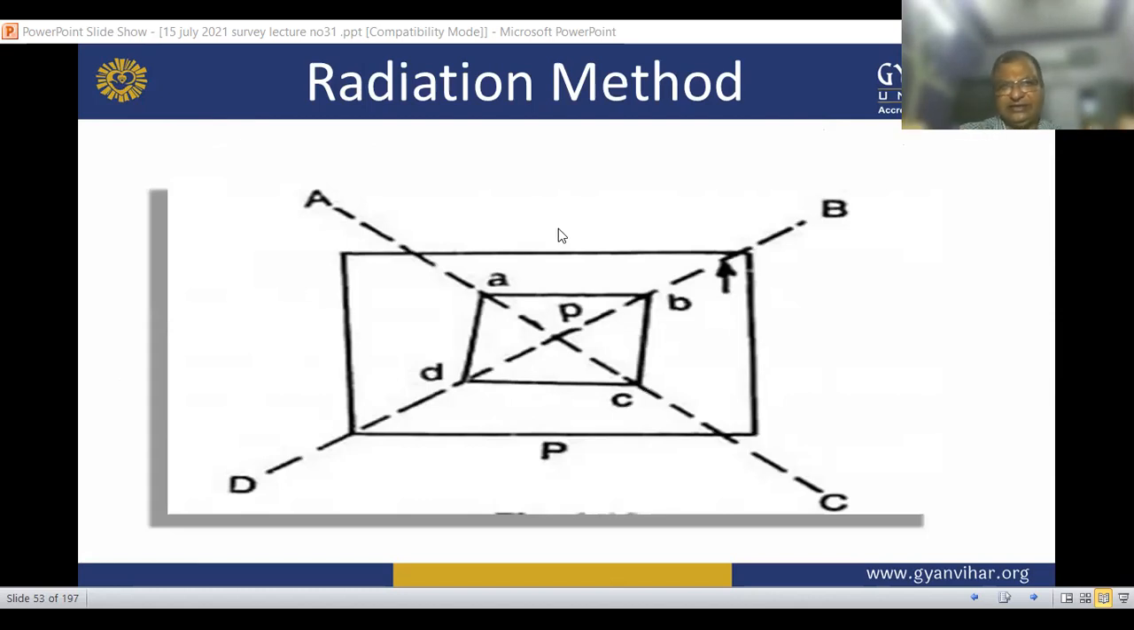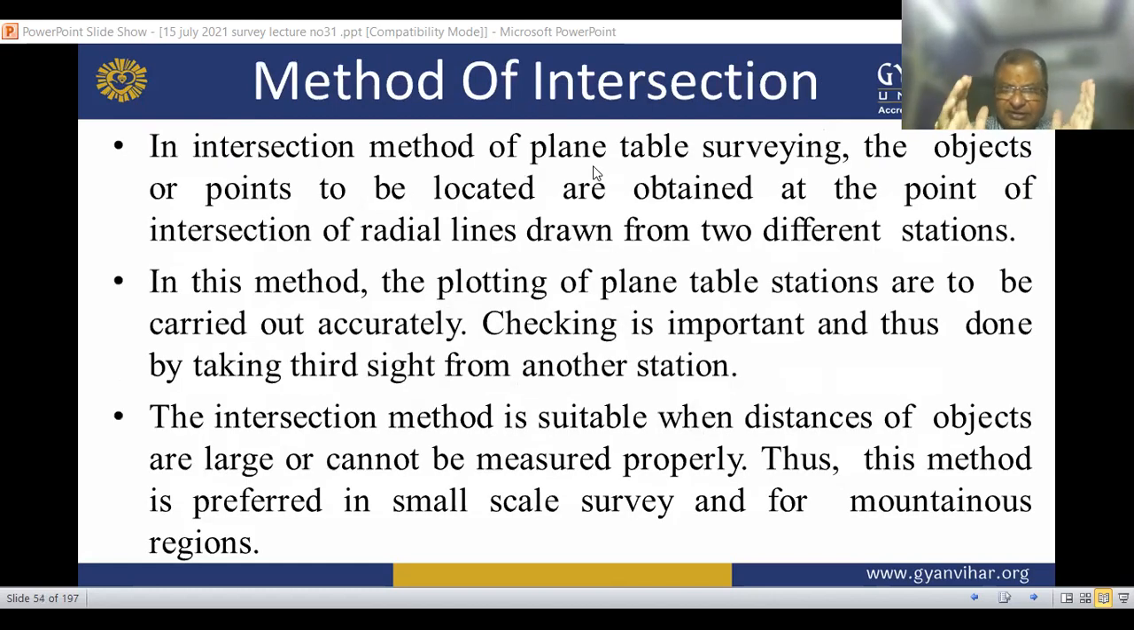This is the radiation method, and the method of intersection. In the intersection method of plane table surveying, the object or point to be located is obtained at the point of intersection of radial lines drawn from different stations.